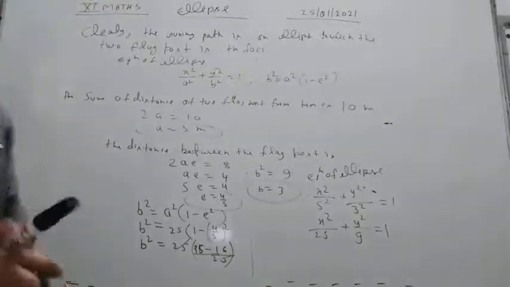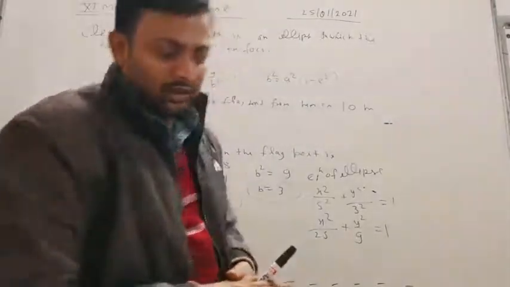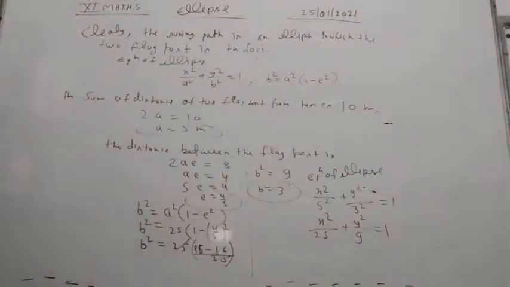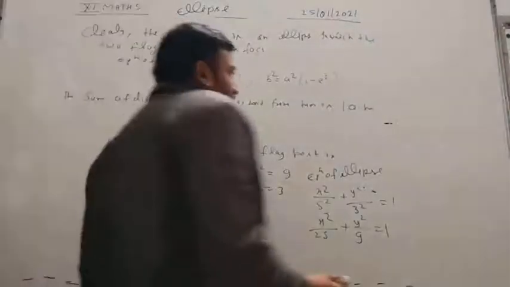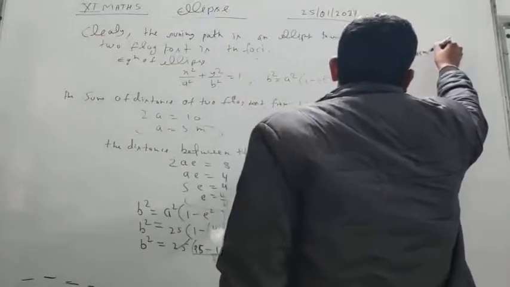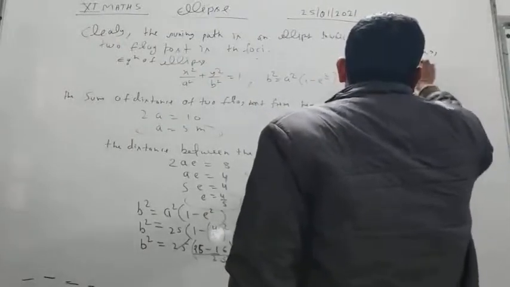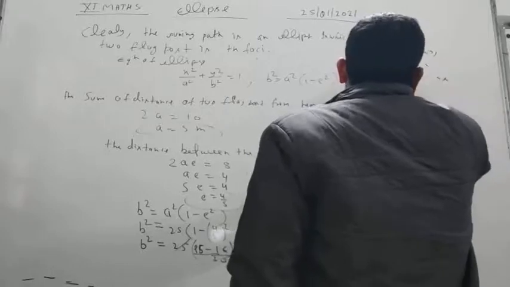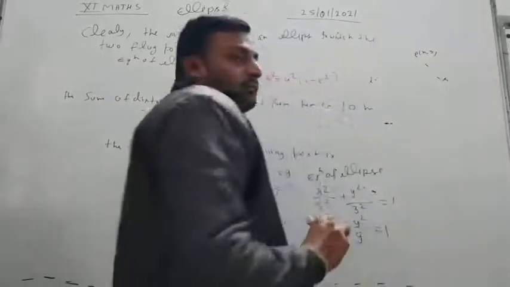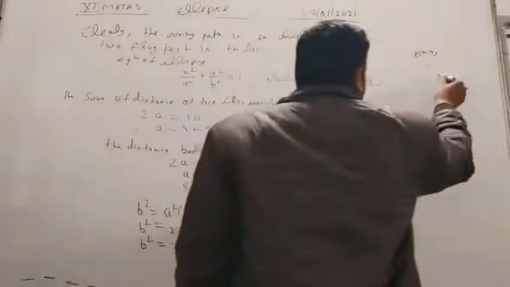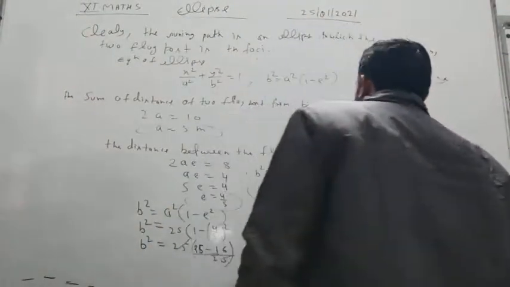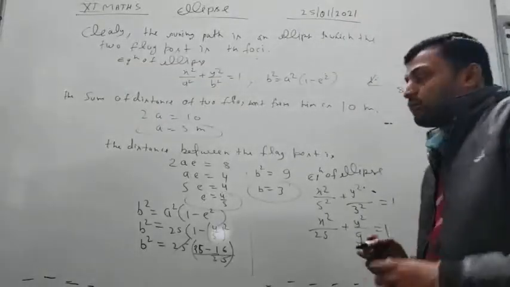Okay student, so in this question we have said that a person is running in a park and notes that the sum of the distances from the two flag posts is always 10 meter. Suppose the person is here at any point in the park and there are two flag posts. The distances PS and PS dash sum to 10 meter, and the distance between the two flag posts is also given as 8 meter. Then we have to find the path and the equation of that path.